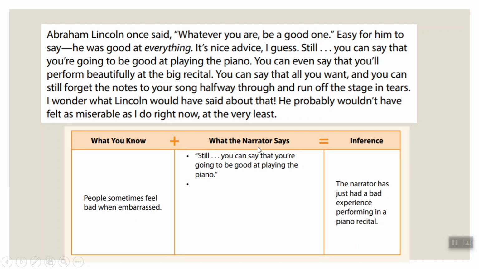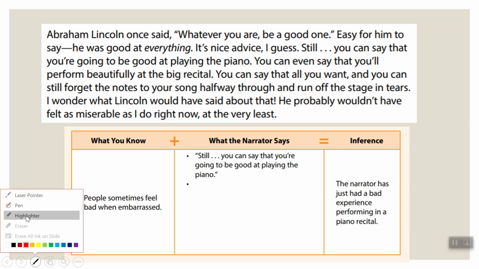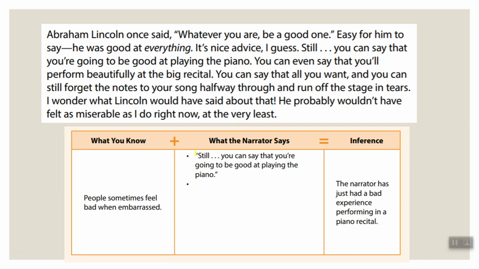Now, let's look for textual evidence. What does the narrator say? One piece of evidence is "Still, you can say that you're going to be good at playing the piano." Notice, this is a piece of textual evidence, and whenever we cite textual evidence, we put quotation marks to show that we took these words straight from the text. I can go right up into the text and find these words. So we know that the narrator had said he was going to be good at playing the piano.